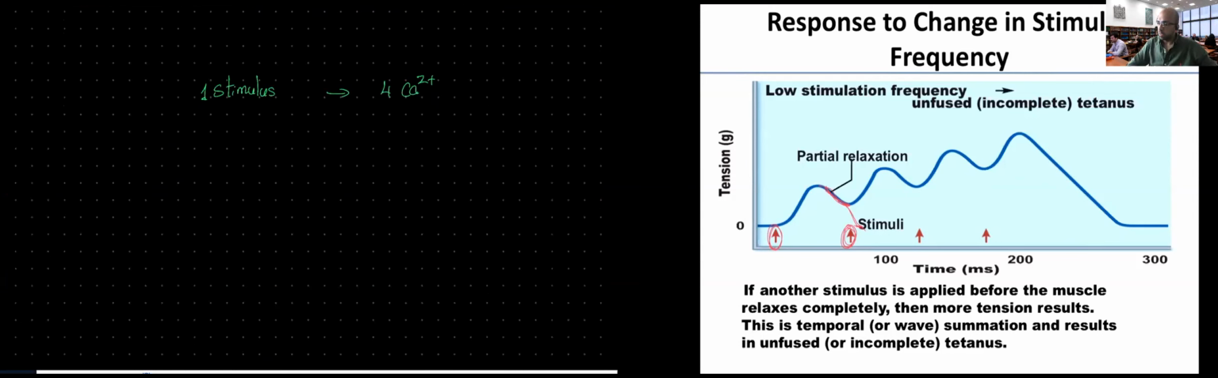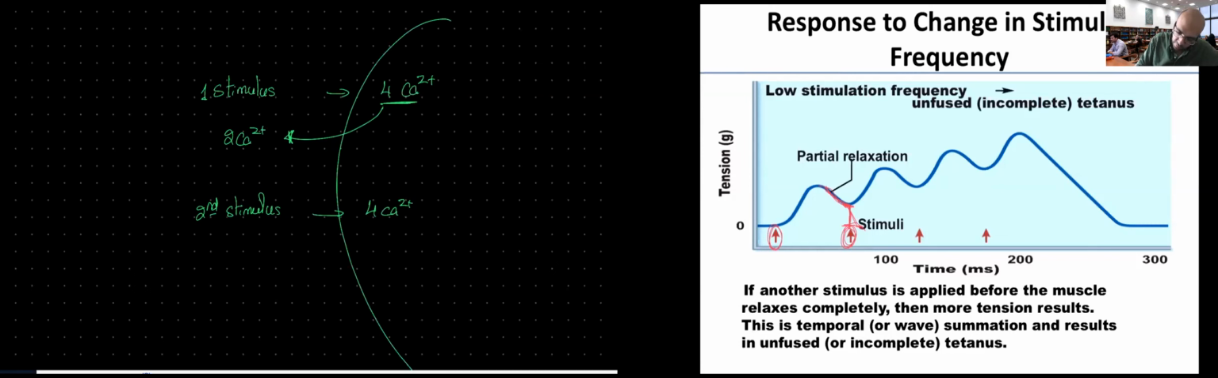All right. In order to fully relax, I need to reuptake those 4 calcium back to the sarcoplasmic reticulum. If I didn't allow a complete relaxation and I received another stimulus, the second stimulus is going to result in the release of another 4 calcium. So during the partial relaxation, I did reuptake 2 calcium, but I still have 2 calcium in the cytoplasm.